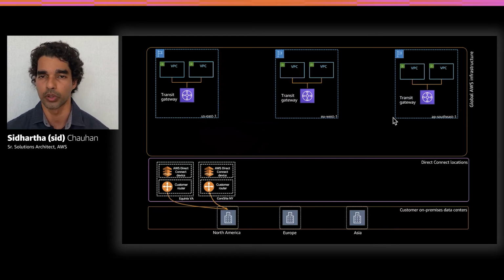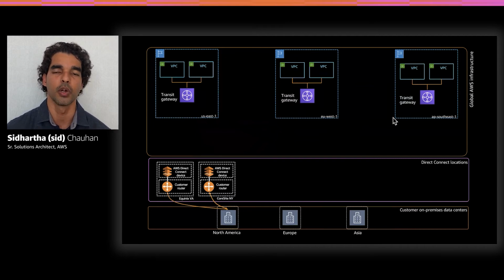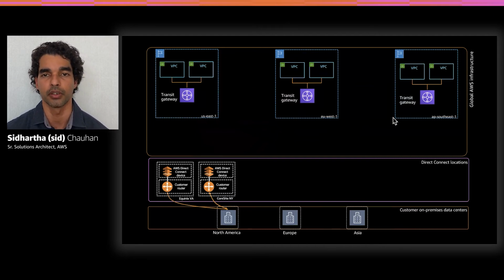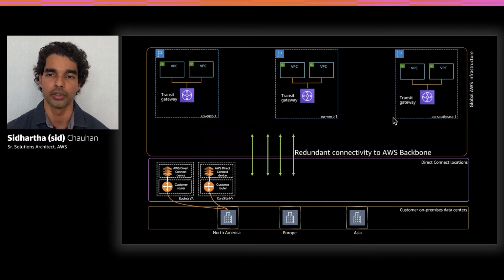You go to the AWS console and request Direct Connect connections: 1 gig, 10 gig, sub 1 gig. Once you do that, we'll allocate router ports in our devices and then give you a LOA, letter of authorization, which you can use to create a cross connect. Once that's done, now you have physical connectivity to AWS. Our Direct Connect locations are connected to the AWS backbone through redundant fiber connectivity.